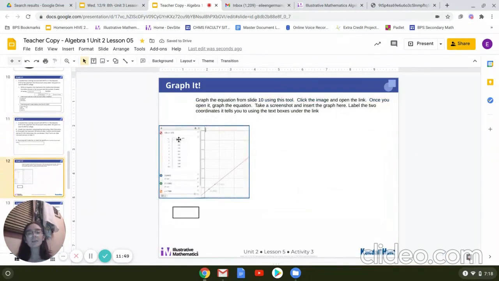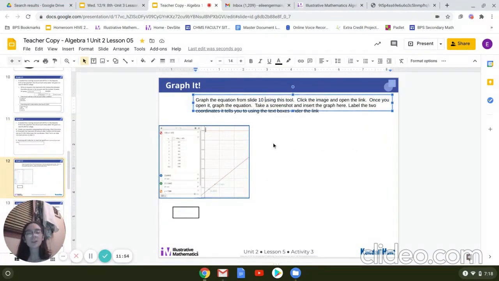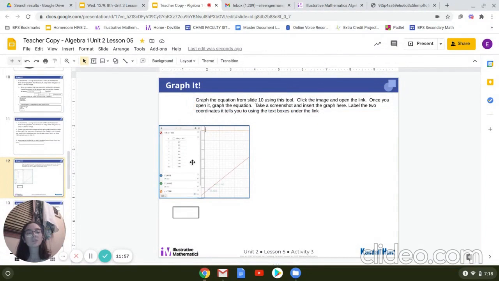So I want you to skip and scoot down to slide number 12. Click on that image right here. It says graph the equation from slide number 10 using this tool. Click the image to open the link. Once you open it, graph the equation, take a screenshot, insert the graph here, label the 2 coordinates, and tell us using the text box below. So you're going to click on that picture and open up the Desmos.